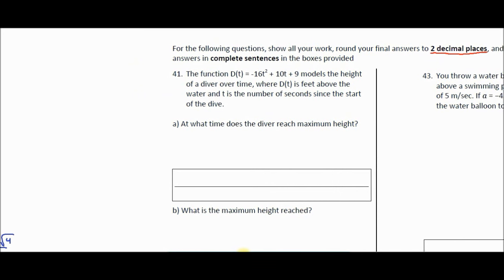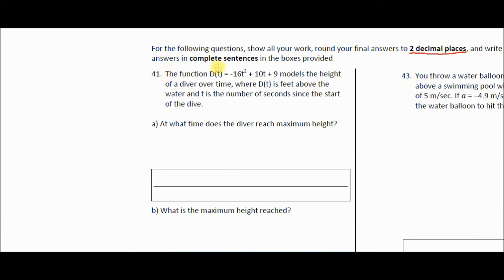The function d of t is equal to negative 16t squared plus 10t plus 9. That function models the height of a diver over time, where d of t is feet above water, so basically d of t is the height above water, and t is the number of seconds since the start of the dive. So we have a diver, and we have a function that predicts how high the diver is, depending on how long they have been, or they have jumped in their dive.